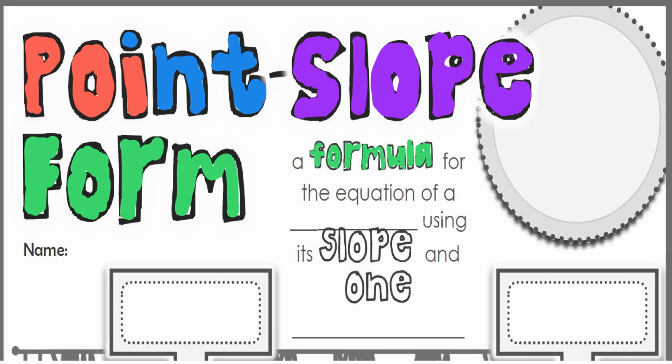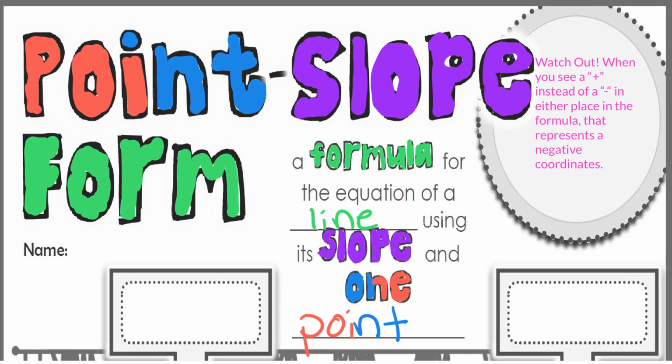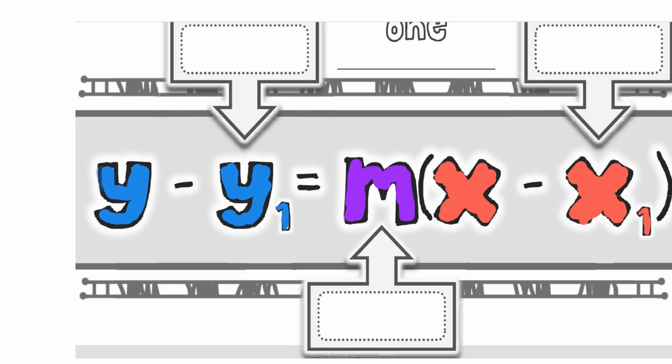The point slope form of a line is a formula for the equation of a line using its slope and one point. Watch out when you see a positive or a plus instead of a minus in either place in the formula. That represents a negative coordinate point. So the formula is y minus y1 is equal to m times the quantity of x minus x1.